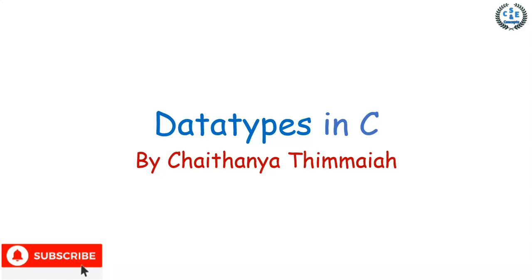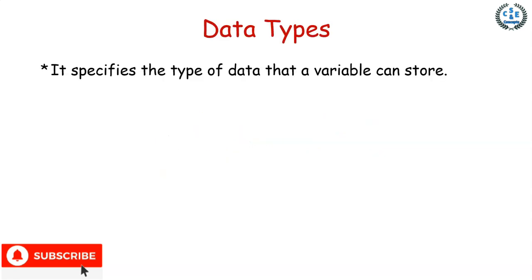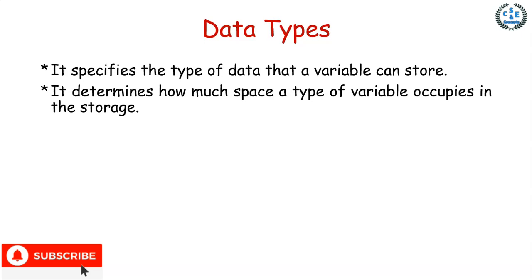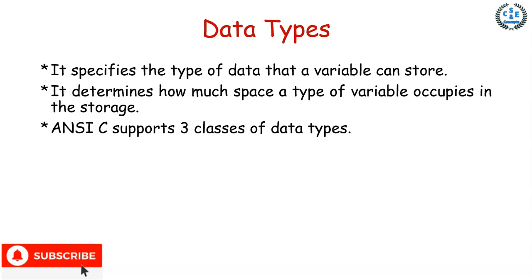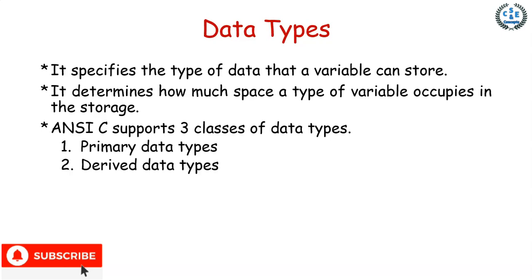In this video, I'm going to explain data types in C. Data types specify the type of data that a variable can store, and they determine how much space a type of variable occupies in storage. American National Standards Institute C supports three classes of data types. They are primary data types, derived data types, and user-defined data types.